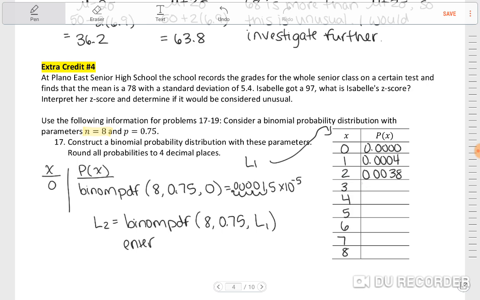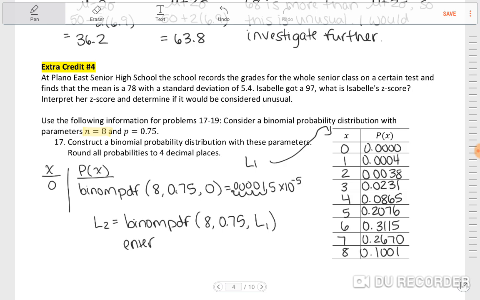All the rest of these: 0.0038, 0.0231, 0.0865, 0.2076, 0.3115, 0.2670, 0.1001.